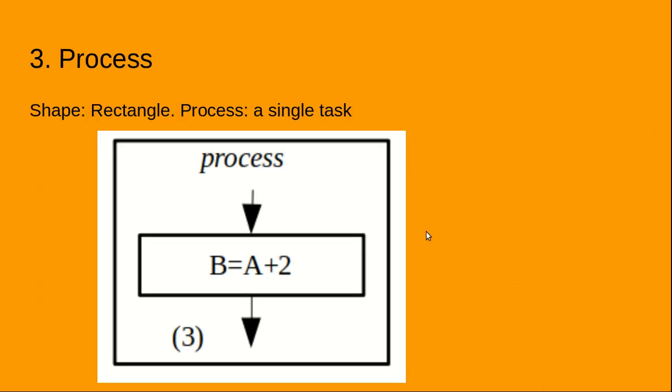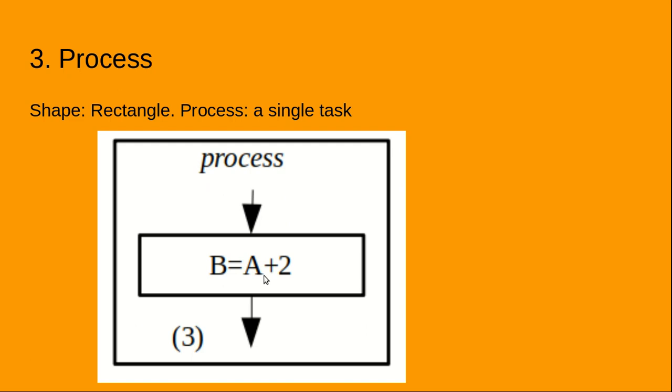Process. The shape of the process is a rectangle. A process has a single task. This arrow indicates from the above diagrams from the flowchart to this process.